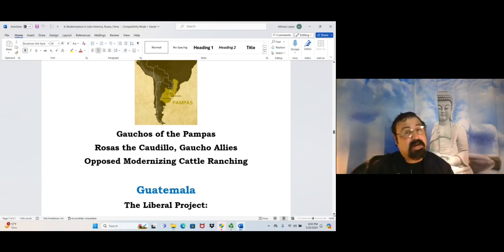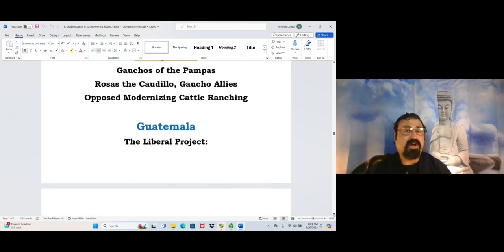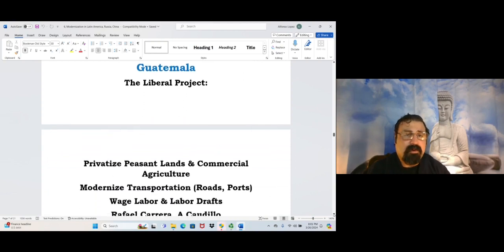the popular classes, not only the gauchos, but the poor in general, the downtrodden, for example, the people that feel exploited are going to become part and parcel of his political base, and this is how he consolidates power, and the liberal project is really stalled for a number of years.